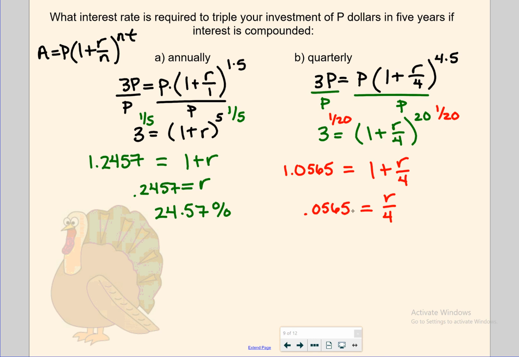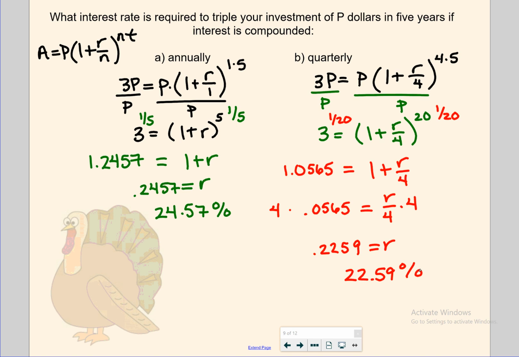And then how do I get the 4 out of the denominator? Multiply both sides by 4. So in your calculator, you're going to do that previous answer times 4. And now is where we're really rounding. 0.2259 or 22.59% interest rate would be required for it to triple in that short of a period of time.